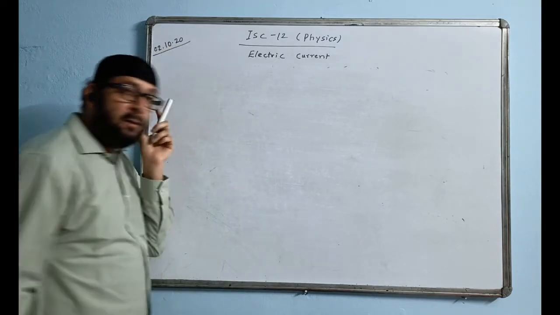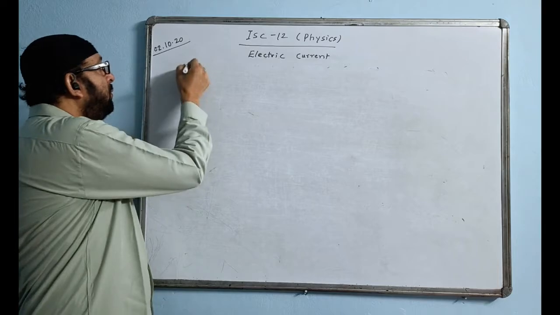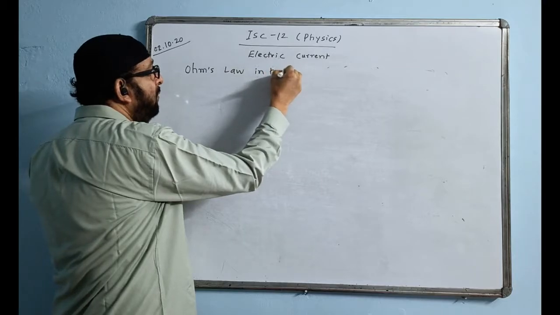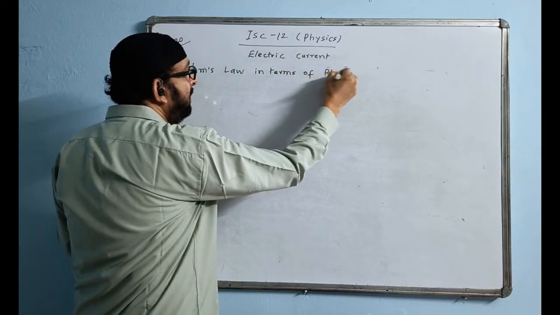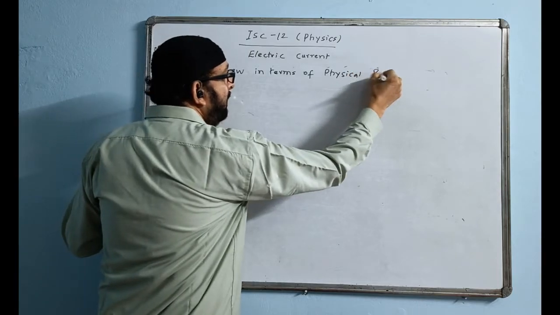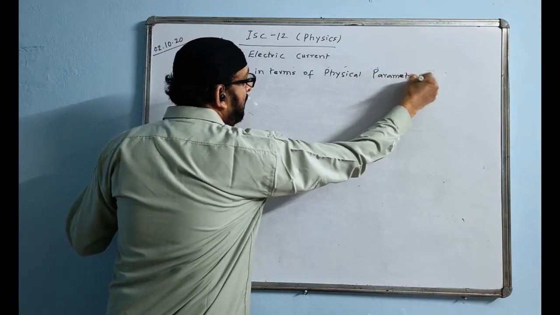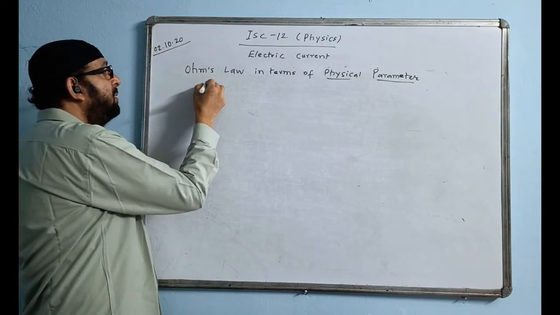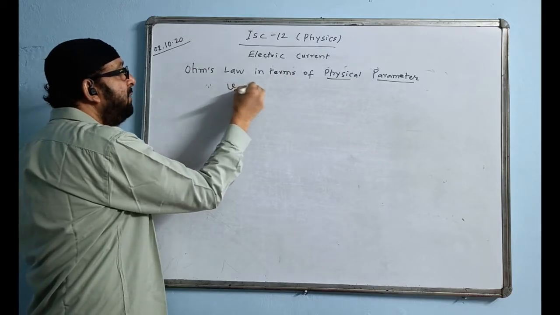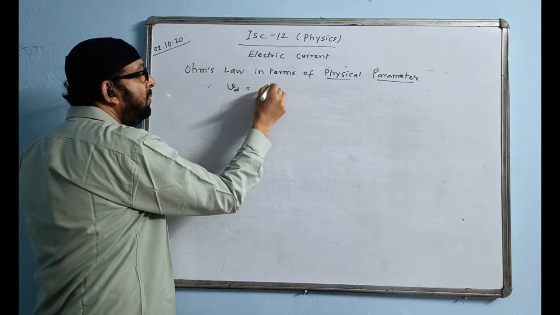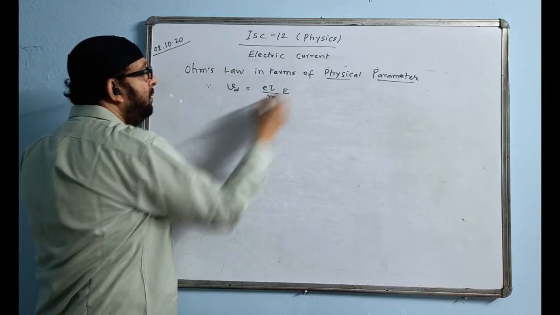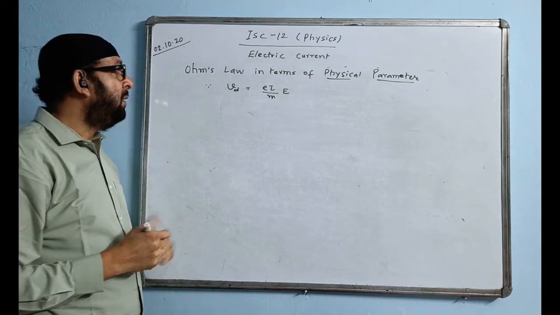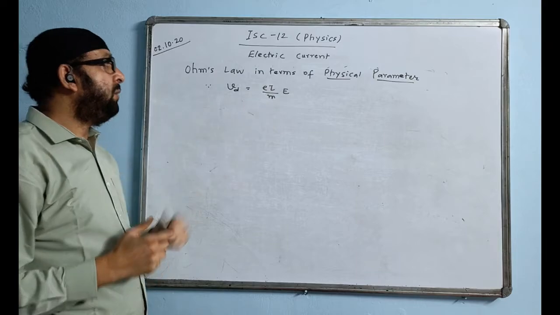Okay, you can give the heading: Ohm's law in terms of physical parameter. For this we'll be starting from there. Since VD is equal to, as I have written already there, e tau by m into E. This is for mobility. e tau by m is the mobility of electrons. We'll be writing this: VD is equal to e tau by m into E.